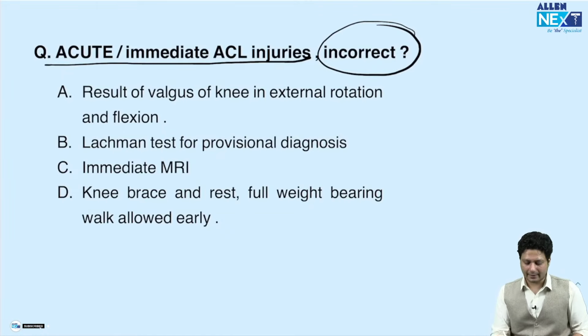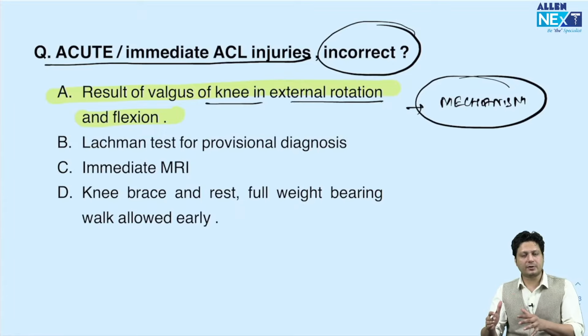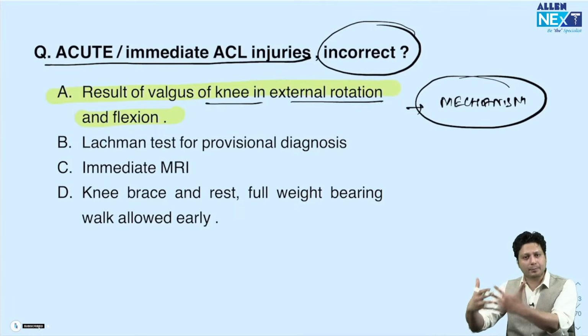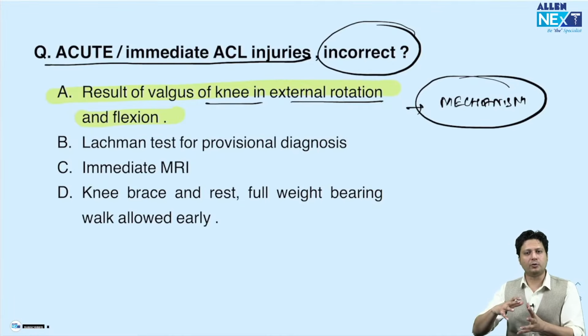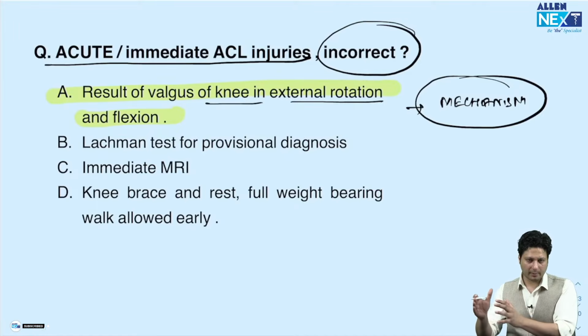Point number one, it is a result of valgus of the knee in external rotation and flexion. Actually, this is the mechanism of ACL injury. You know, this is the mechanism of the anterior cruciate ligament injury, and it is the most apt mechanism. Like if one is playing soccer or basketball, a kind of game where immediate rotation is required, then there is a possibility of this anterior cruciate ligament injury.